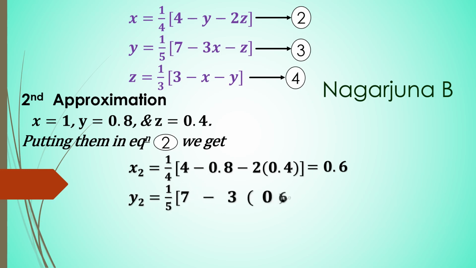Then next, calculate the value of y by considering equation 3 and substituting the value of x as 0.6, which we have just calculated, and the value of z as 0.4, which we have got from the first approximation. Therefore we can write y2 is equal to 1 divided by 5 into 7 minus 3 into 0.6 minus 0.4.